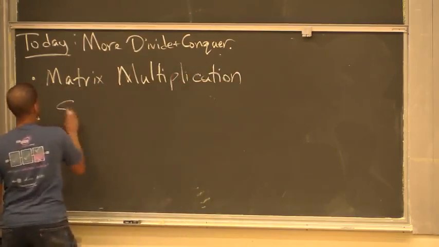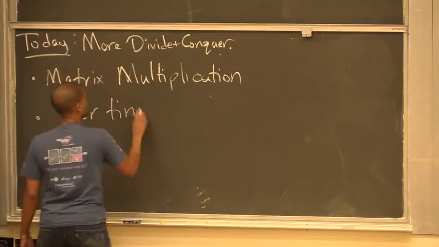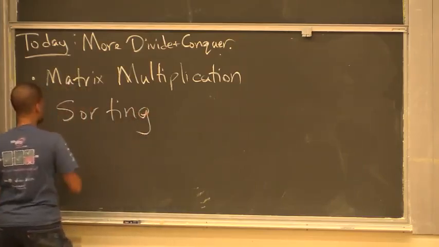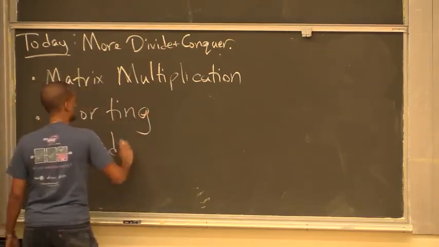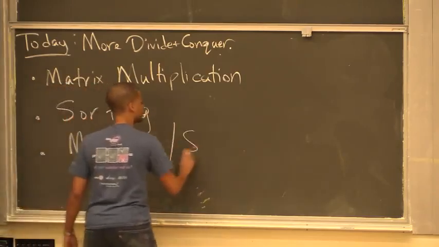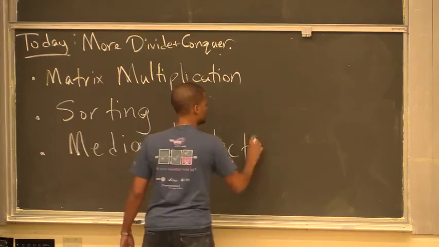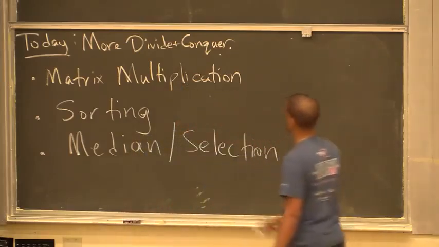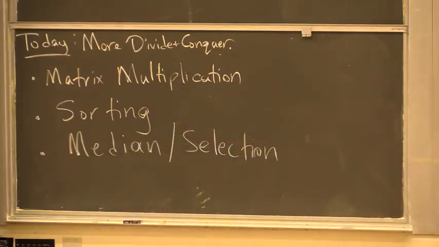sorting, as well as median finding, or more generally, selection. Okay, so for all of these we will show divide and conquer algorithms. So, matrix multiplication.